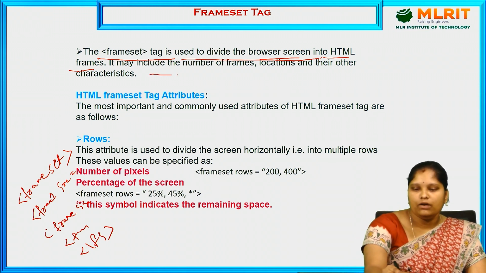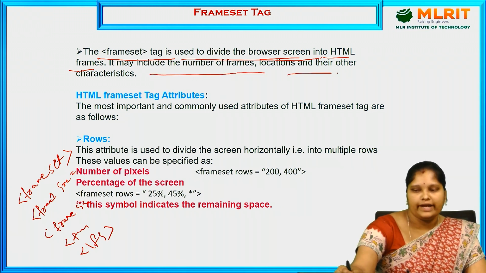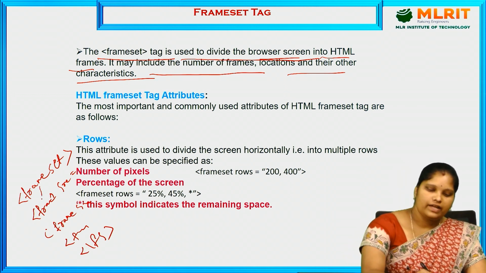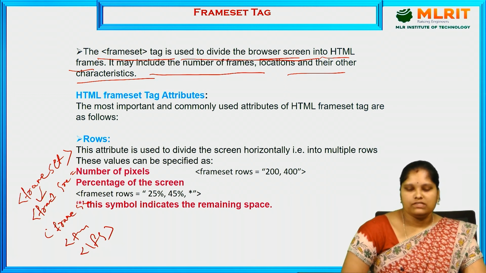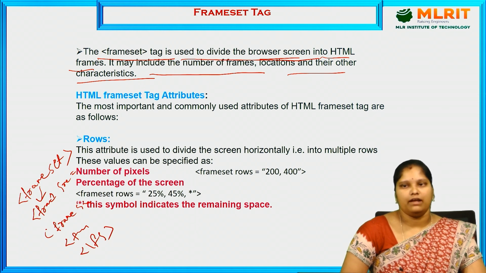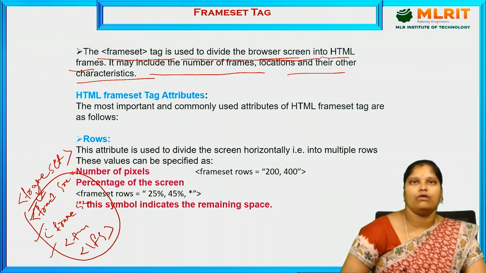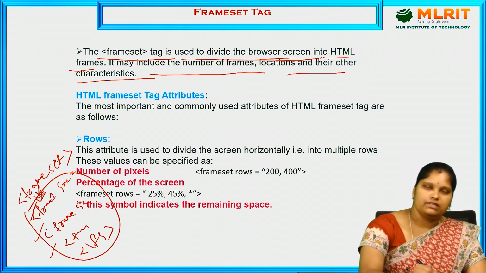It may include the number of frames, their locations, and their characteristics also. In these frames, we need to use the location of frames and their characteristics too. This collection of all the frames, with their characteristics and locations, is called a frameset.